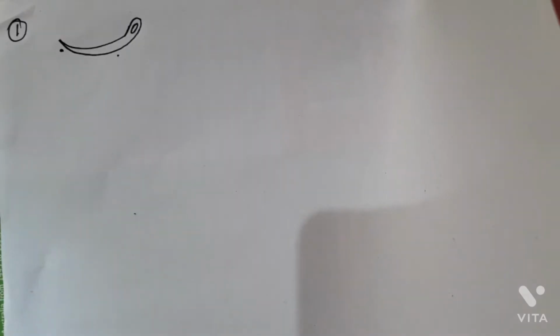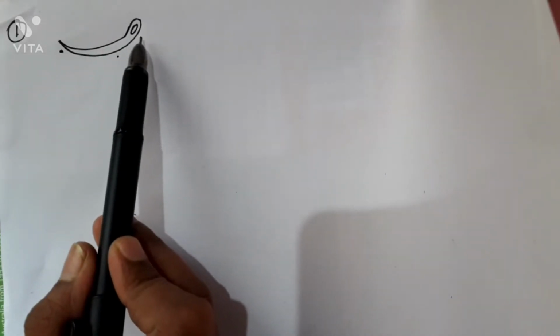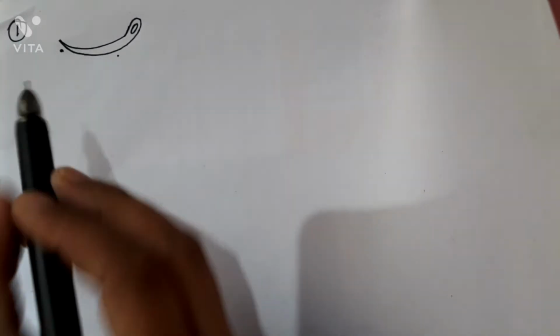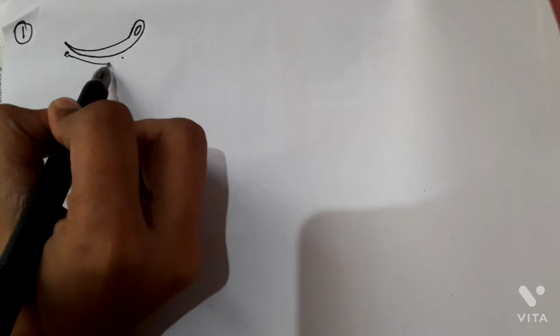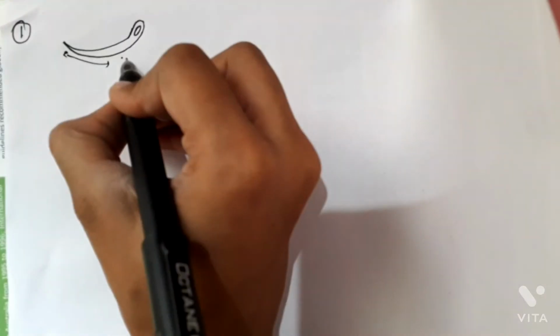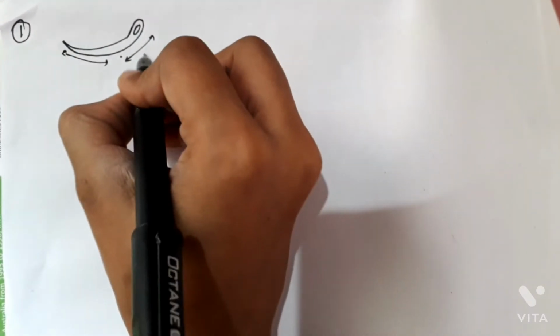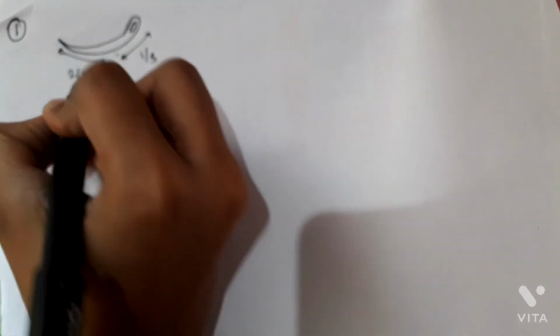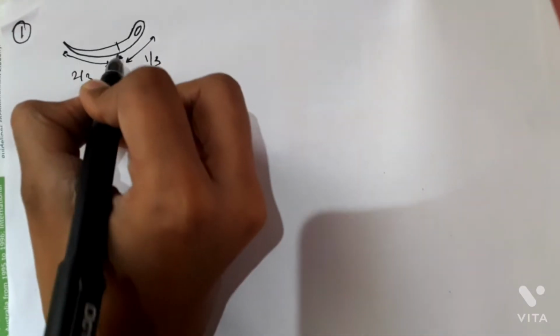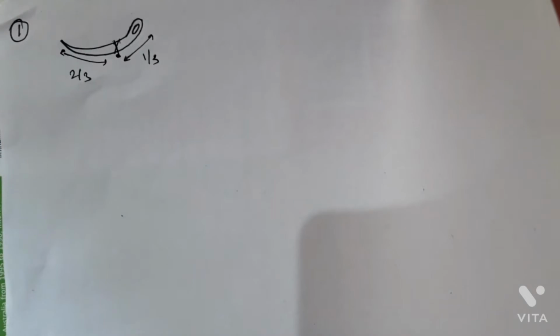The first principle states that the needle should be grasped at approximately 1/3 the distance from the eye and 2/3 from the point. Now as we know, this is the point and this is the eye of the needle. So the place where you have to hold or grasp the needle, it should be 2/3 the distance from the point and 1/3 the distance from the eye. So here is the point where you are going to grasp the needle.